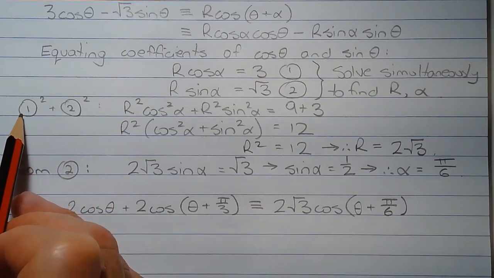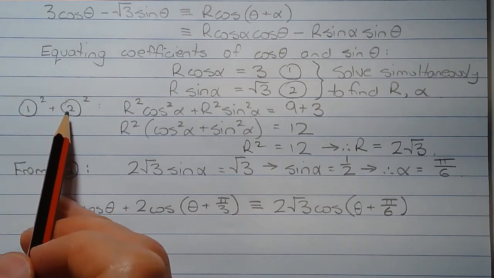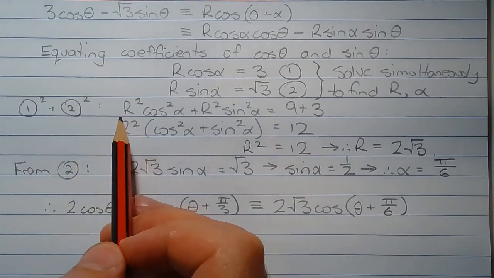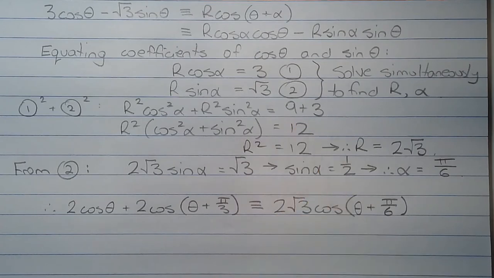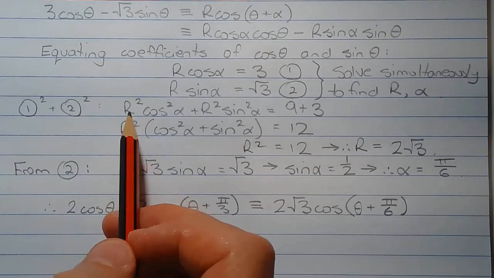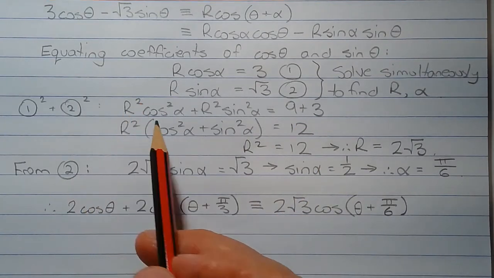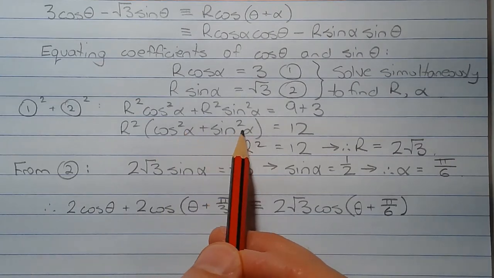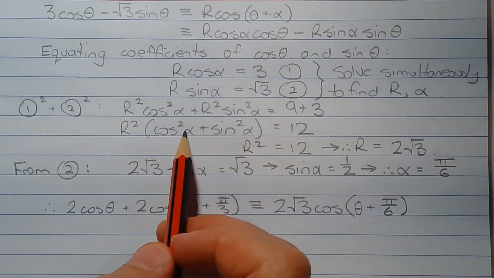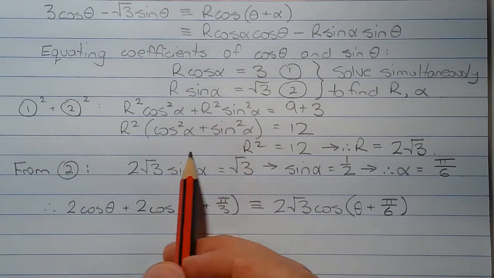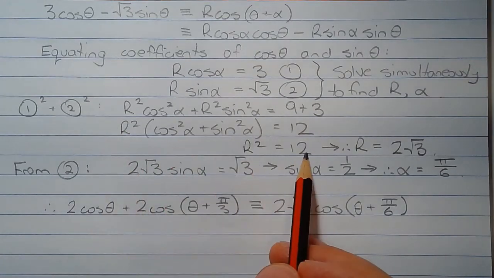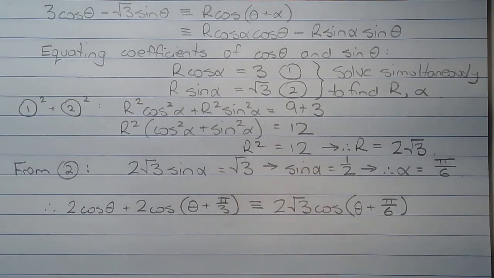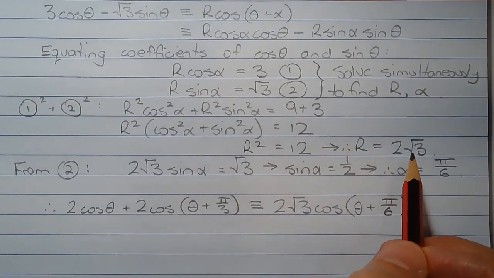So taking equation 1 and squaring it, and adding it to the square of equation number 2, we get r squared cos squared alpha plus r squared sine squared alpha is equal to 9 plus 3. Factorising out r squared, we get r squared multiplied by cos squared alpha plus sine squared alpha is equal to 12, and cos squared alpha plus sine squared alpha is equal to 1 because this is the Pythagorean identity. So we have r squared is equal to 12, and taking the positive square root of both sides, r is equal to 2 root 3.